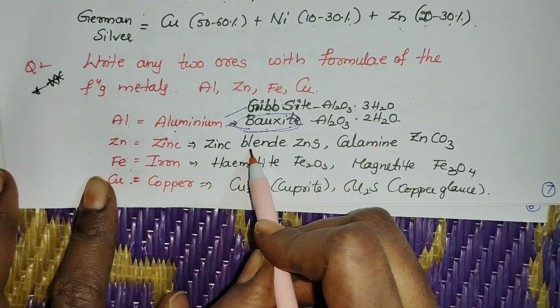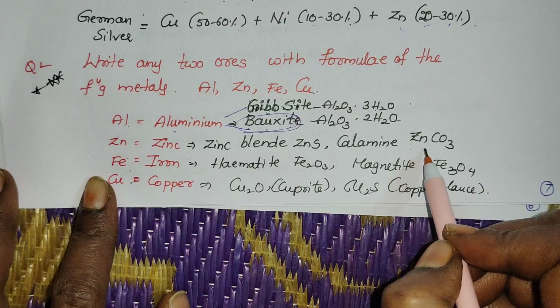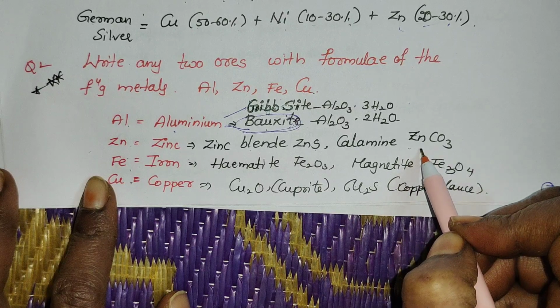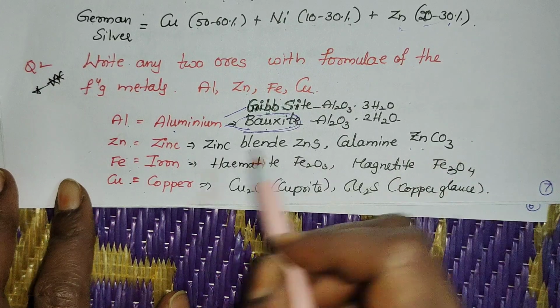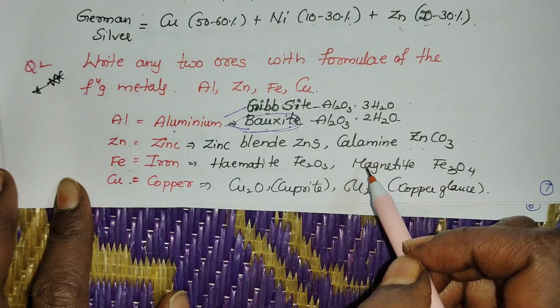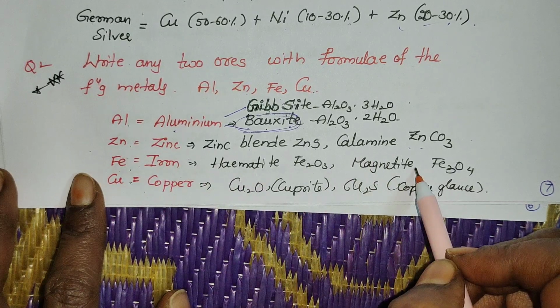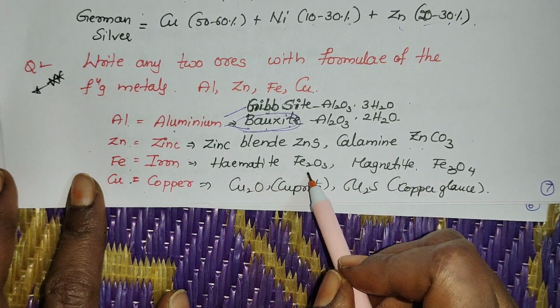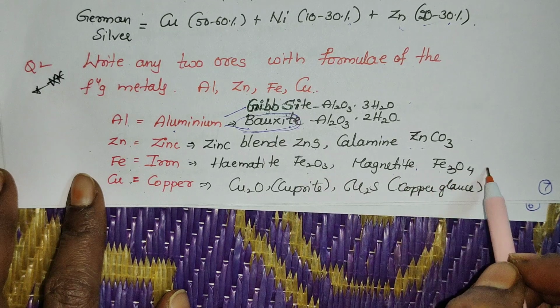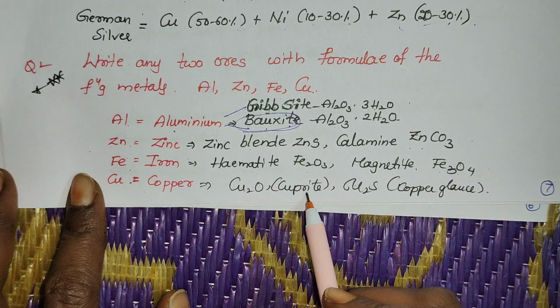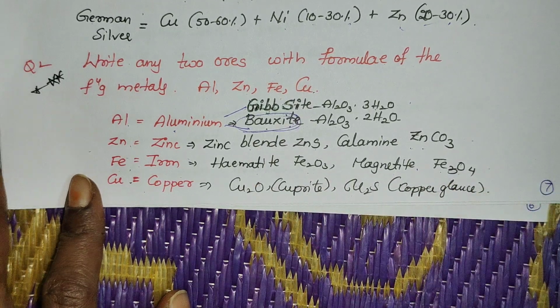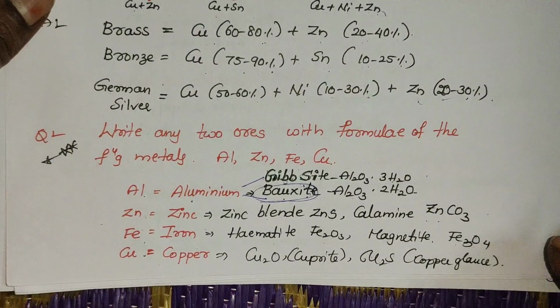For zinc, zinc blende ZnS and calamine ZnCO3 we have to use. Next, zincite is also there. Next, for iron, hematite and magnetite we are using. These are the ores. Hematite formula Fe2O3, magnetite formula Fe3O4. For copper, Cu2O cuprite and Cu2S copper glance, right? These are the very important questions.